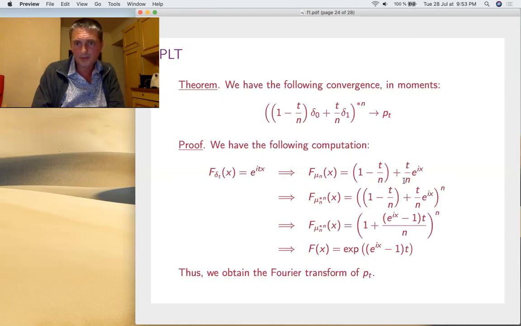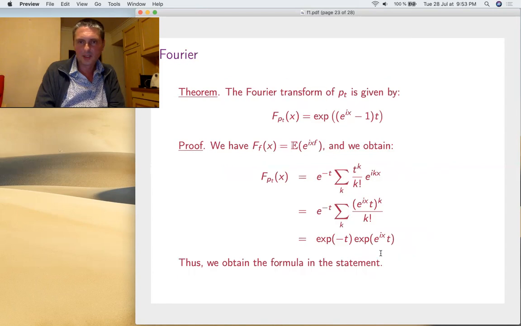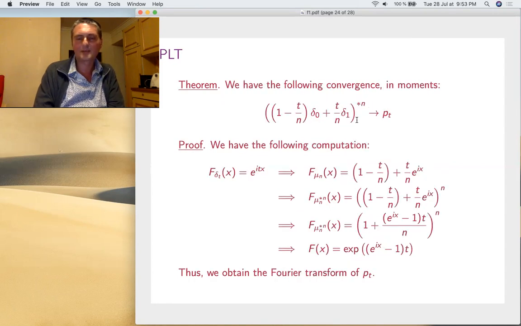So by linearity, this is it. I raise to the power n now, because Fourier linearizes the convolution. And then I write it like this. Remember that (1 + 1/n)^n goes to e. In general, (1 + something/n)^n goes to the exponential of that something. So you get this, but this was, let's go back, exactly the Fourier transform of P_t. So you have proved the Poisson limiting theorem.